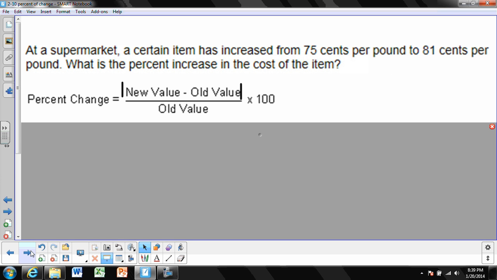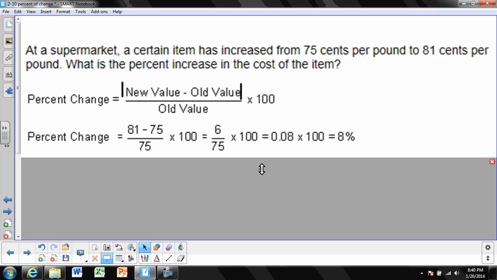At a supermarket, a certain item has increased from 75 cents per pound to 81 cents per pound. What is the percent increase of the cost of the item? So here is our equation. Percent of change equals the absolute value of the new value minus the old value over the old value times 100.